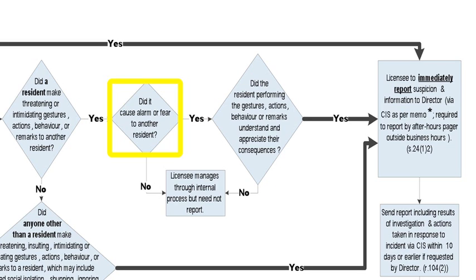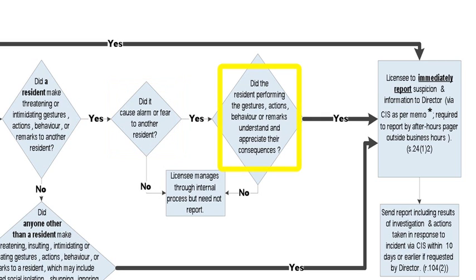Then the answer would be yes. But notice again, it doesn't say that's reportable right away. Here is a key point, and it shows up on this emotional abuse and the verbal abuse definition, but none other, and I will emphasize that, and you'll see why on the other charts. Did the resident performing the gesture, actions, behavior, or remarks understand and appreciate their consequences? Those two decision definitions are the only ones that make any allowance for cognition.